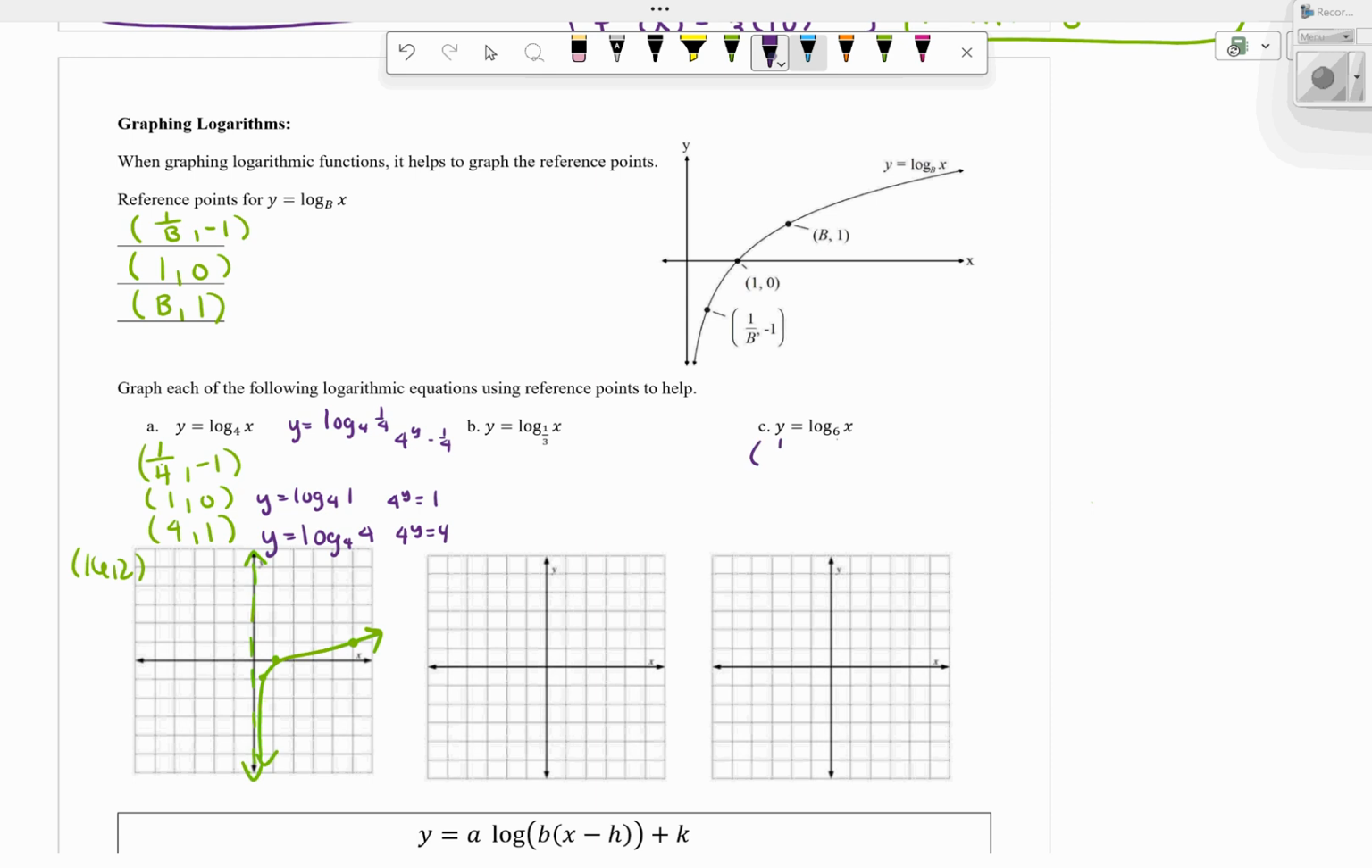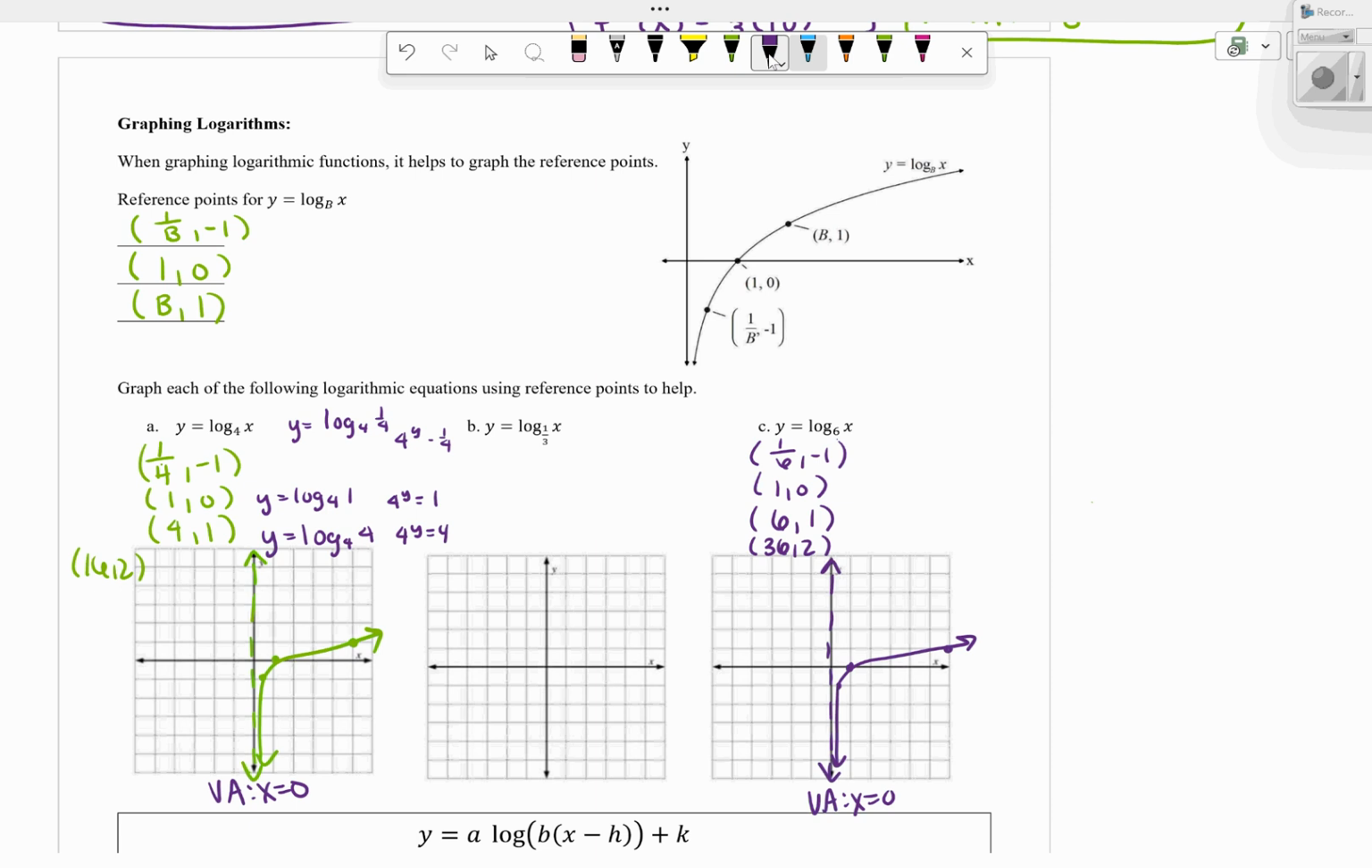Over here, the base is 6, so 1/6, -1, 1, 0, and then 6, comma, 1. And if I was to graph another one, because this is log base 6, think about powers of 6. 6 to the first is 6. 6 squared is 36. So the next point would be 36, 2. Because remember, it's an inverse exponential, so you're just switching your x's and y's when you're thinking about that. So we have 1/6, -1, 1, 0, and then 6, 1. And then again, we have that vertical asymptote at x equals 0. So I'll write that over here too.